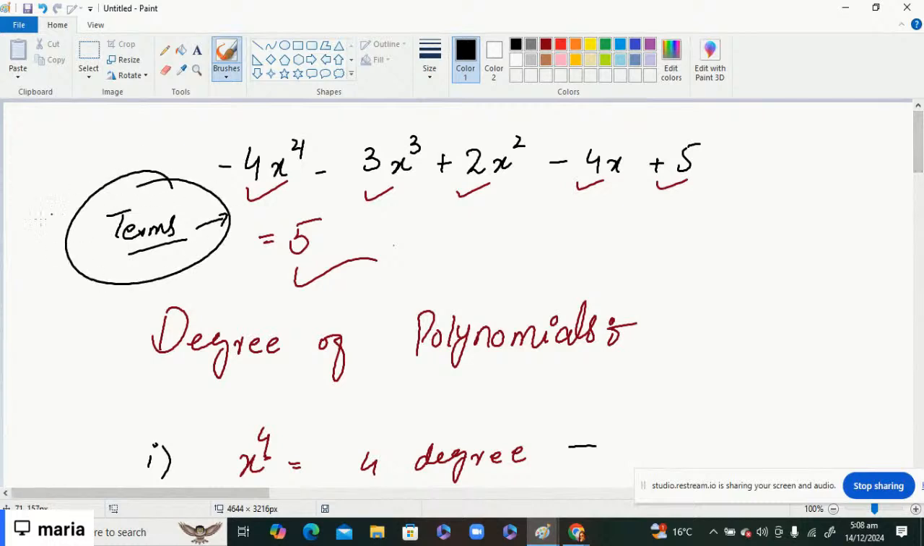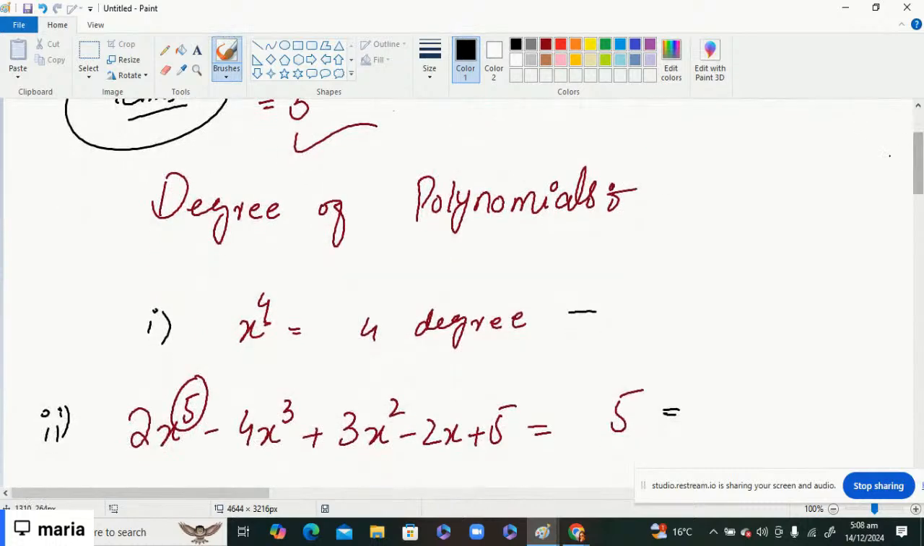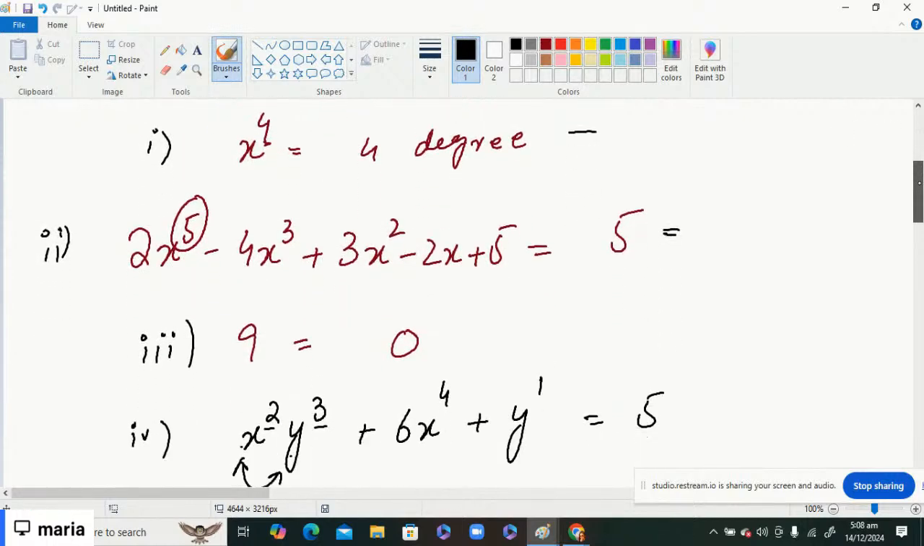Terms are basically the numbers and expressions that we are going to check in the polynomials. Okay. Now if they're talking about the degree, it is basically the highest sum of exponents for any one monomial of the polynomial. There are some examples for finding the degree of the polynomials.